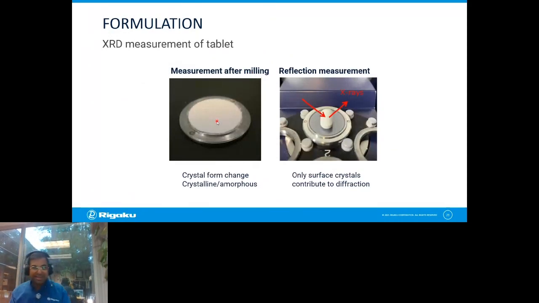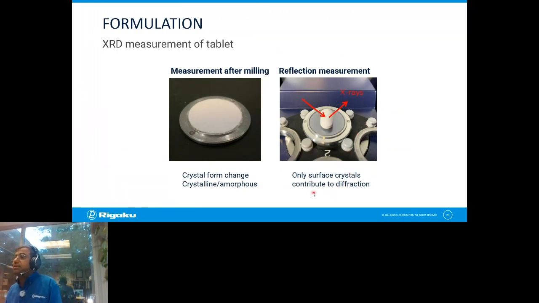I can essentially go slightly faster now to catch up. So in formulation, there is then measurement after milling. One simple way is Bragg-Brentano reflection geometry, where crystal form change and crystalline or amorphous form can be identified. And even on a tablet, you can perform it. But let's move to the next slide.